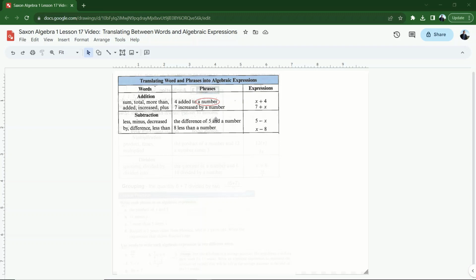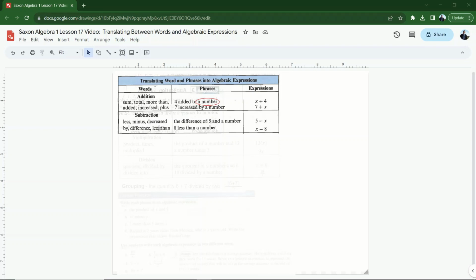On the other hand, if I say 8 less than a number, I'm saying that I'm going to decrease a number by 8. And that means it's going to be whatever that number is minus 8 to get 8 less than. Does it make sense to make 8 less than a number? I have to take that number and subtract 8. So with subtraction, pay close attention to what the phrase says and make sure you're careful copying down what the phrase says. Our subtraction words are less, minus, decreased by, difference, and less than.